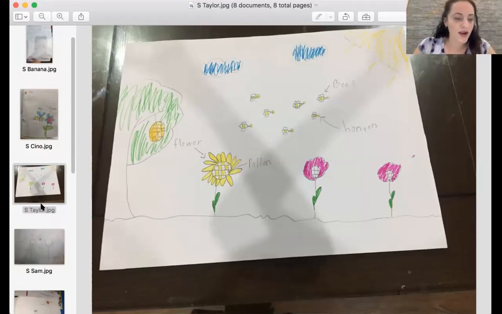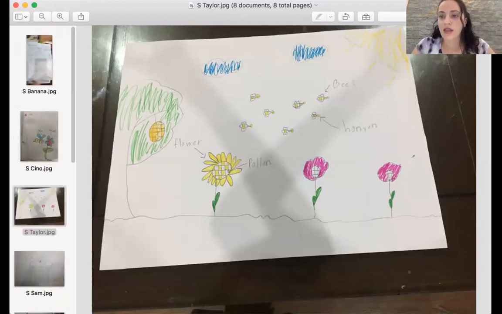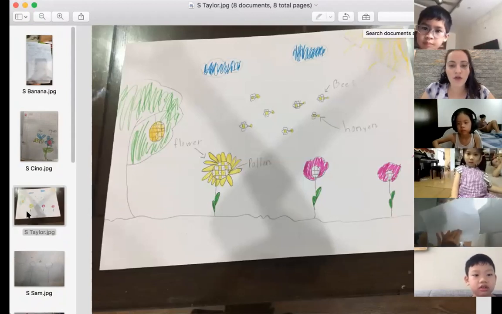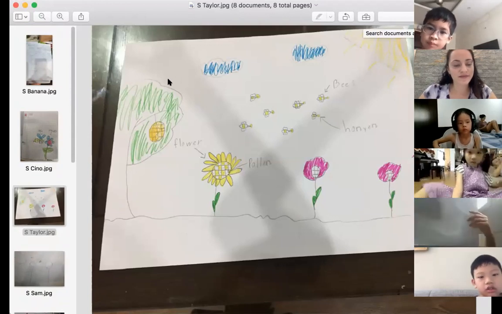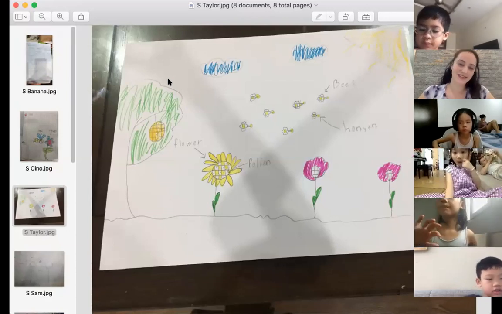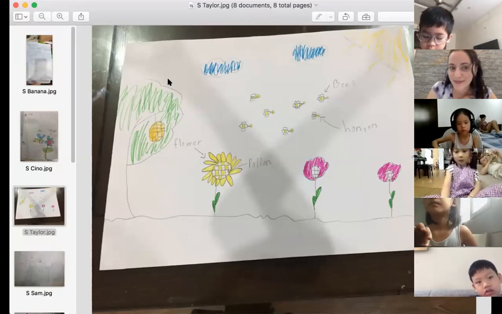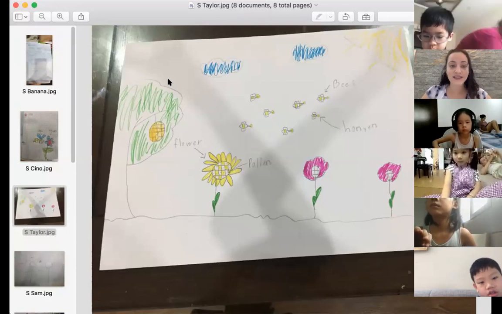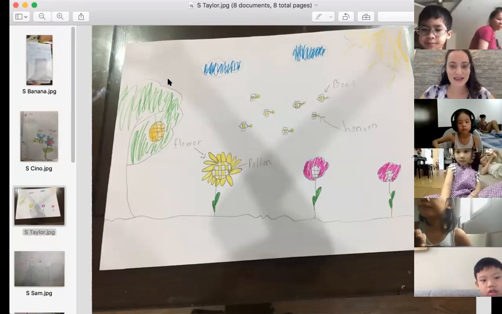Does anyone remember? Who remembers why the flowers wanted pollen? Raise your hand in your video if you remember why the flowers need pollen. George? Honey. That's why the bee wants the pollen and the nectar. Seeds. Say it again. Seeds. Yes, to make seeds. The flowers need pollen from a different flower to make seeds.